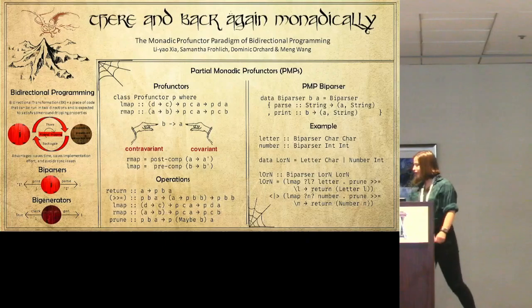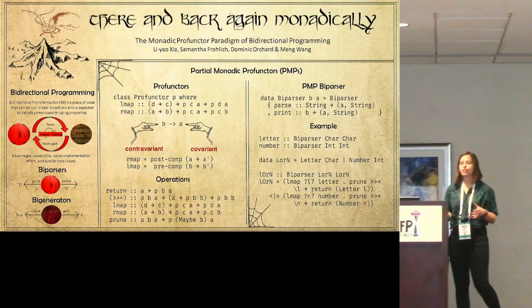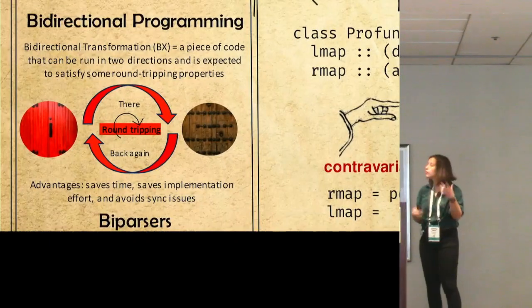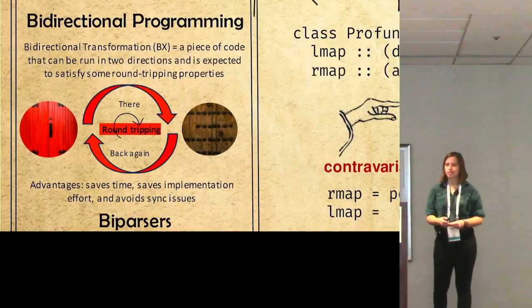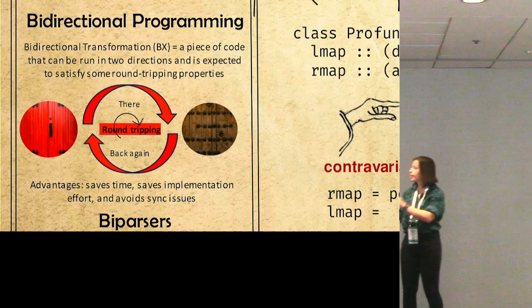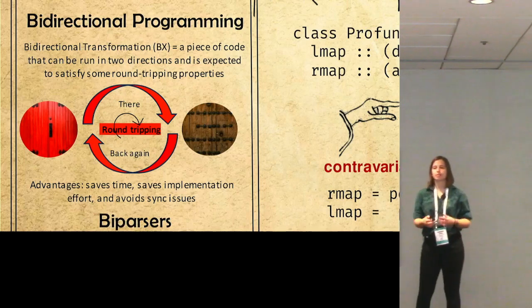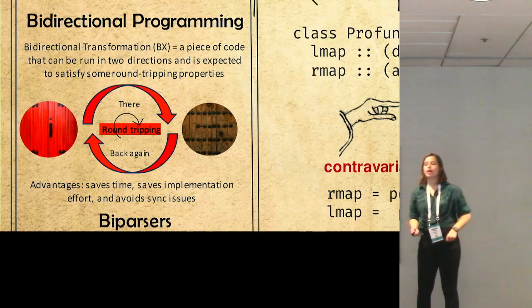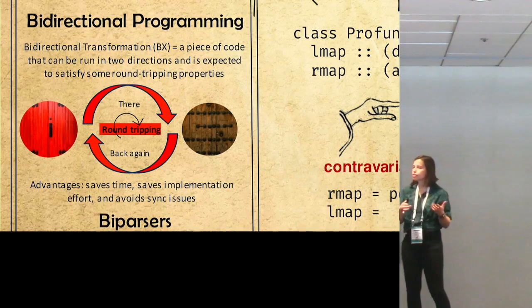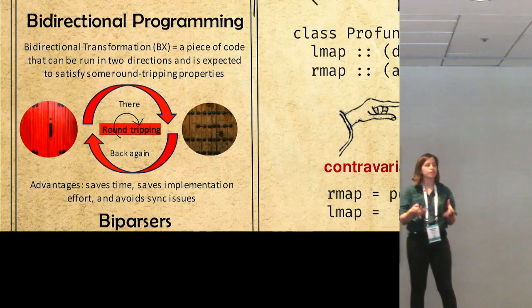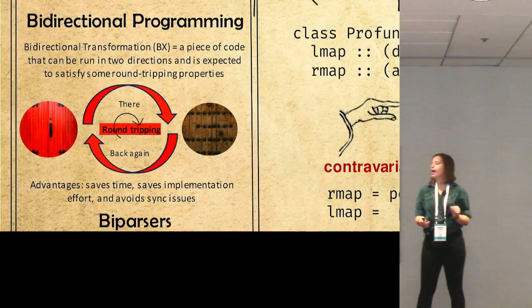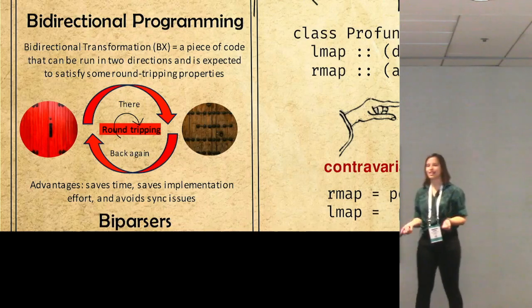Cool. Yeah. So it's all about composing bidirectional programs monadically. And bidirectional programs revolve around bidirectional transformations. And this is one piece of code that can be run in two directions and is normally expected to satisfy some sort of round-tripping property. For example, my two directions could be transforming to and from different representations of the same thing. And my round-tripping could say that going there and back again is the identity function.